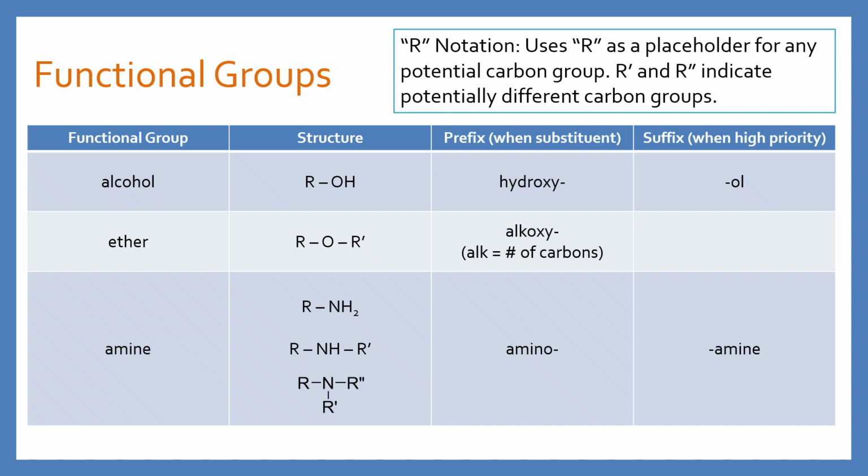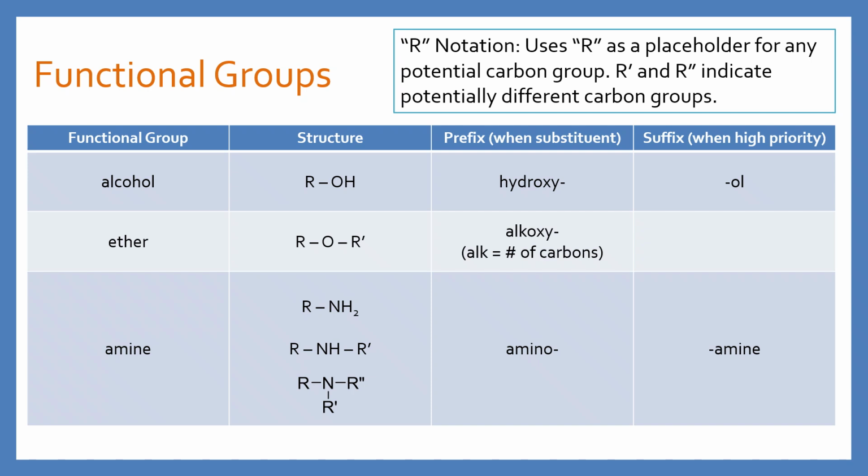The next functional group is the ether. The ether has an R group on either side of the oxygen. It's kind of a dumb joke, but I think it helps. So you have R groups on either side of the oxygen, and that is the definition of an ether. So you have to have a carbon attached to an oxygen attached to a carbon in order for a molecule to be an ether.